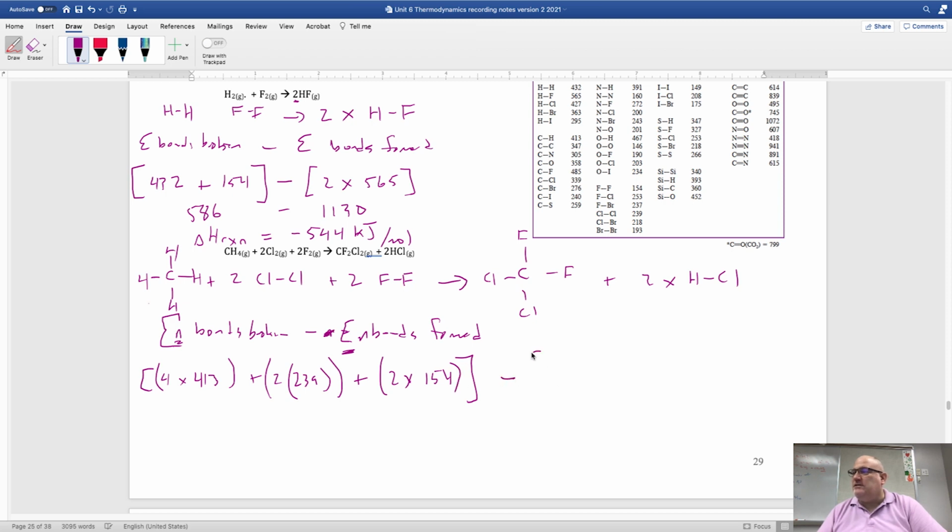Then we're going to subtract on the other side. We have 2 times the CF, which is going to be 485. I'm ignoring writing the kilojoules in here, but you should probably not do that. And I'm going to add that to 2 times the CCl, sorry, which would be 339. And I'm going to add that to 2 times the HCl.